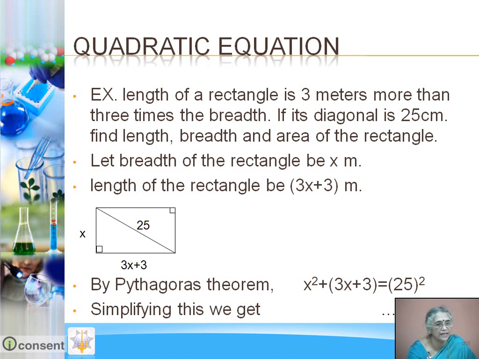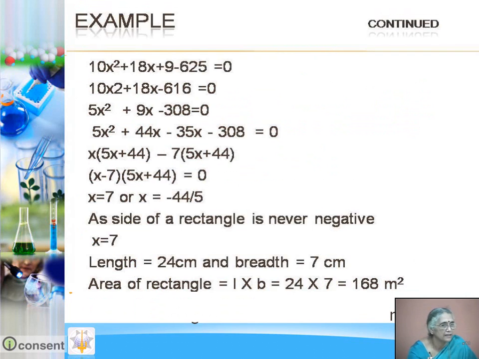You are given diagonal as 25 meter. You know all angles of rectangle are 90. So when you draw diagonal, you will get right angle triangle. So we'll use Pythagoras theorem here. So using Pythagoras theorem, we can write x square plus bracket 3x plus 3 bracket square is equal to 25 square. Simplifying this, we get 10x square plus 18x plus 9 minus 625 is equal to 0.